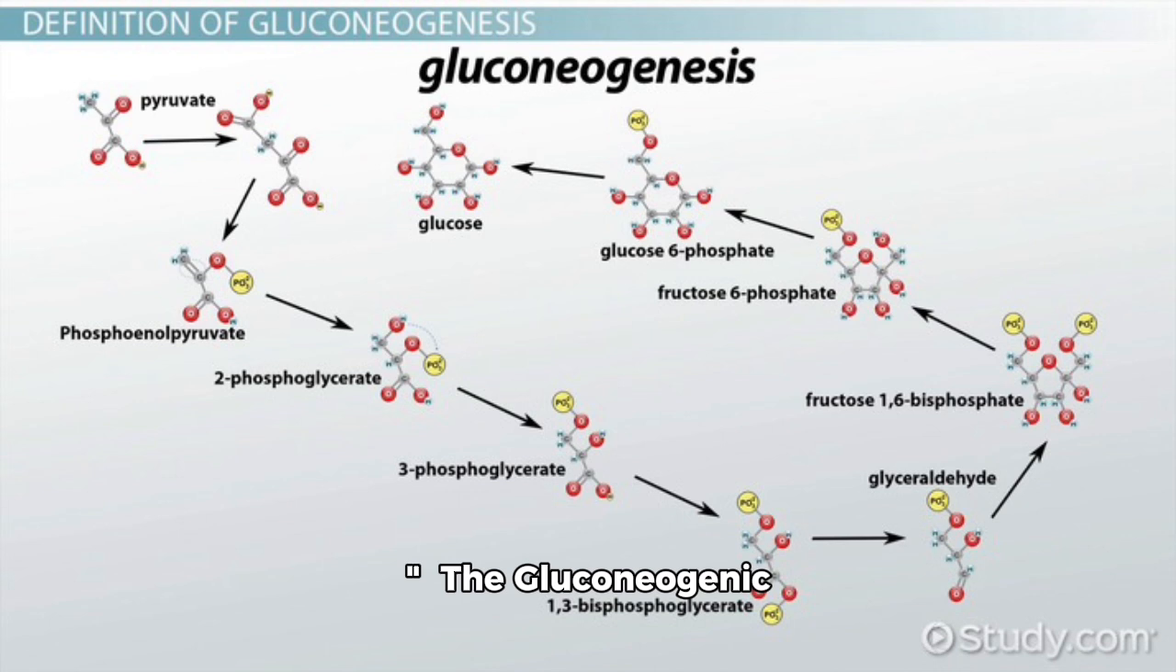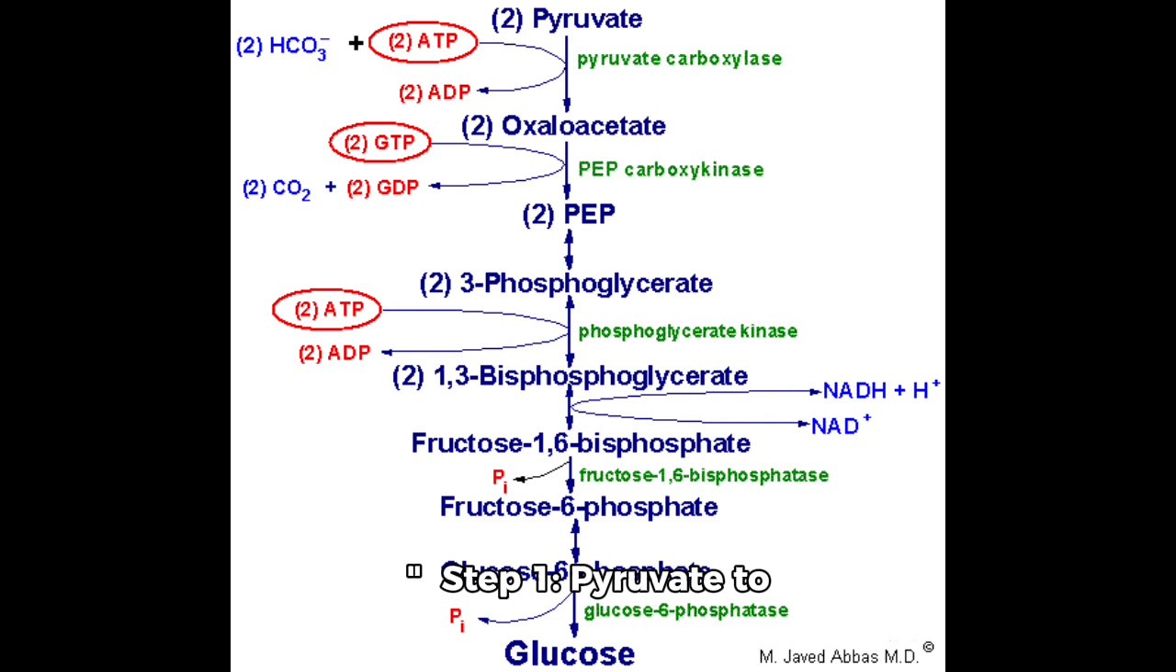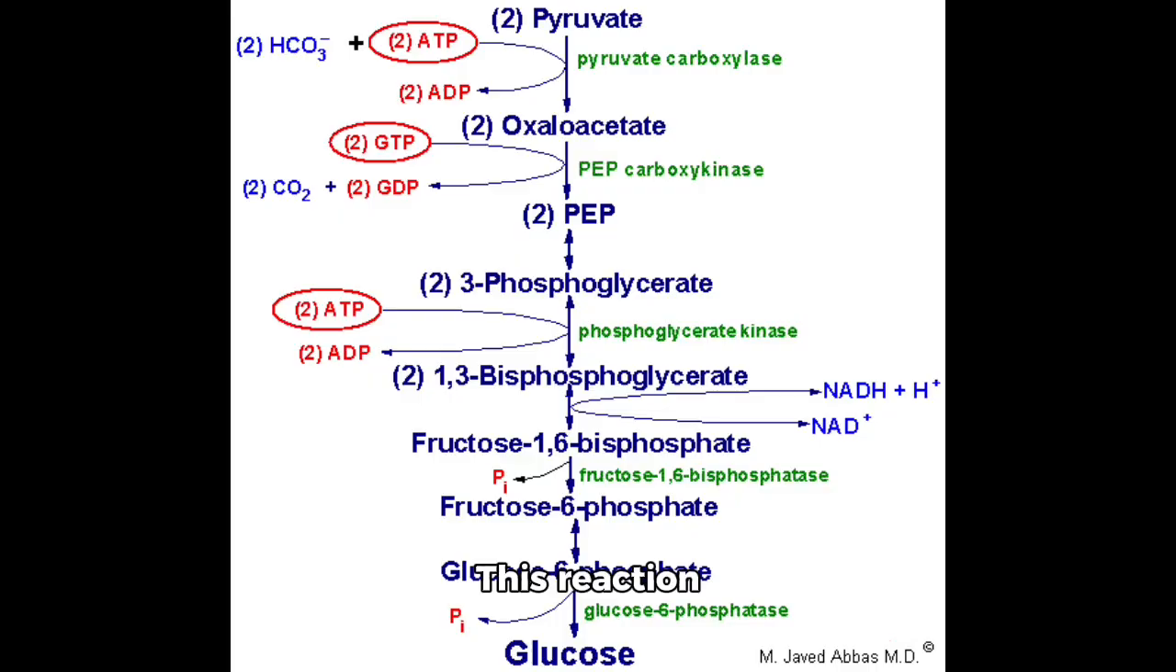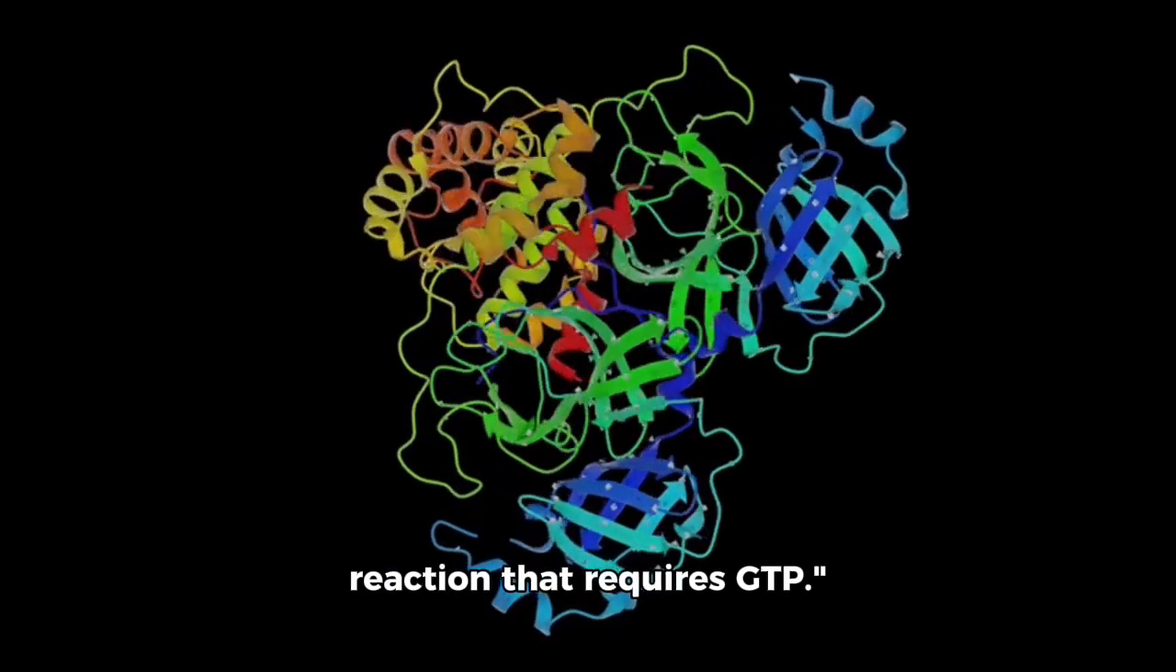The gluconeogenic pathway. Let's follow the step-by-step process of gluconeogenesis, which mirrors glycolysis but with unique enzymes to bypass the irreversible steps. Step 1. Pyruvate to phosphoenolpyruvate. Gluconeogenesis begins with pyruvate, which is first converted to oxaloacetate in the mitochondria by the enzyme pyruvate carboxylase. This reaction requires ATP and bicarbonate. Oxaloacetate is then transported to the cytoplasm and converted to phosphoenolpyruvate by phosphoenolpyruvate carboxykinase, a reaction that requires GTP.